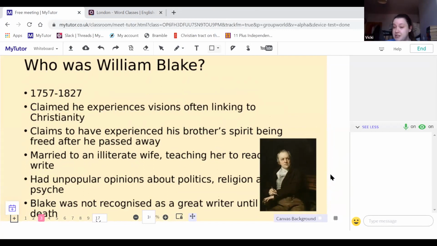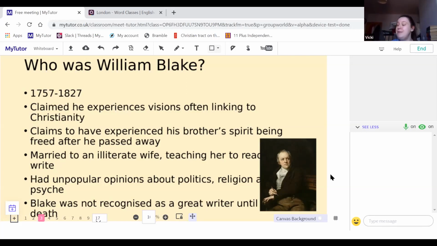He was religious, which was, Christianity was incredibly popular, incredibly big at this time period. He claimed he had experiences and visions, and he claimed that he'd seen God and had religious experiences, really interesting ideas. And then when his brother passed away, he claims that he saw his spirit being freed after he died, which is odd.